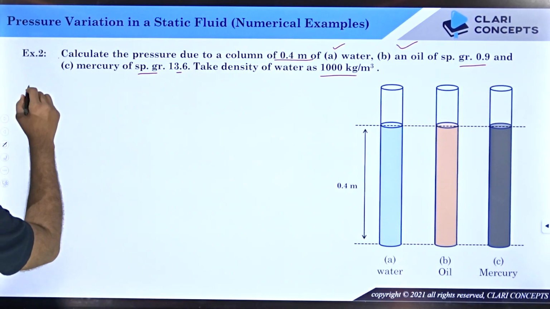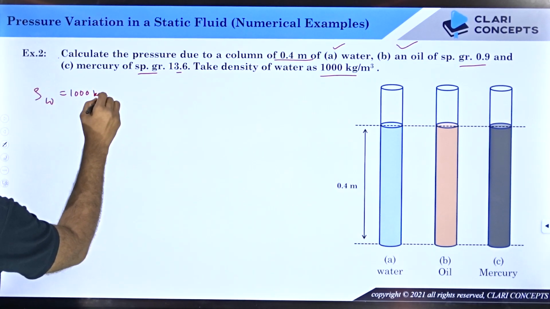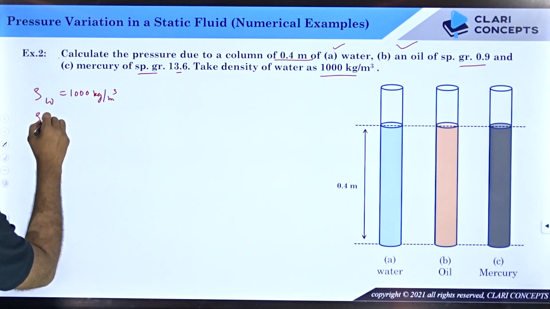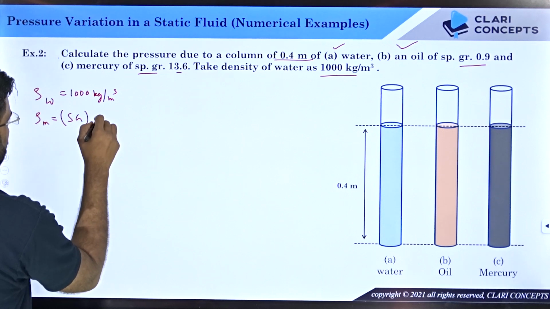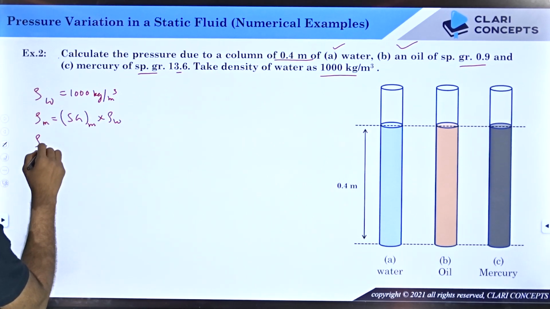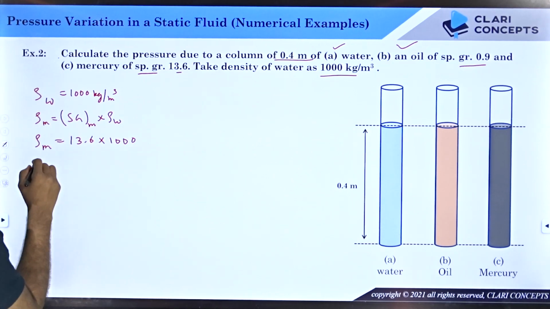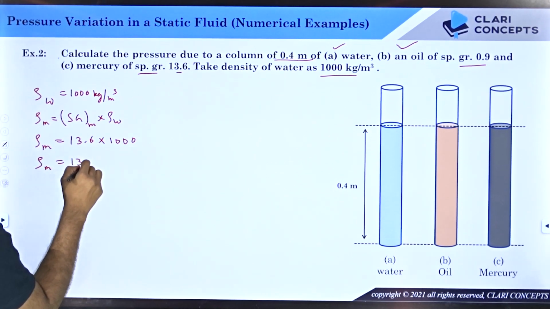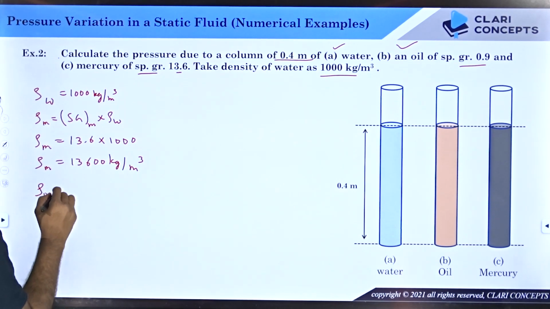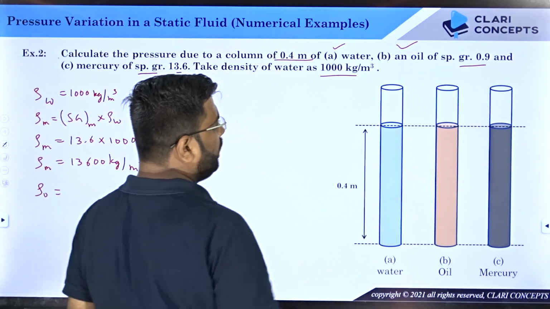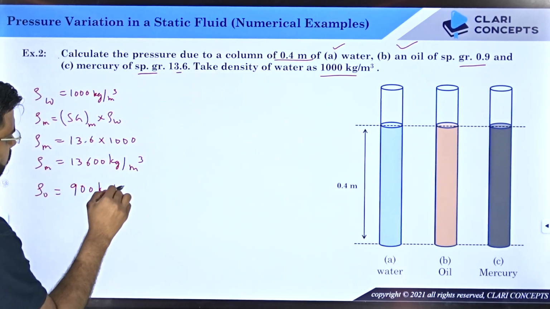Right. Now firstly let me talk about densities. Density of water is 1000 kg per meter cube. Density of mercury is specific gravity of mercury into density of water, so this will be 13.6 into 1000, which is 13,600 kg per meter cube. And for oil, it will be 0.9 into 1000, which is 900 kg per meter cube. So I have got through densities.